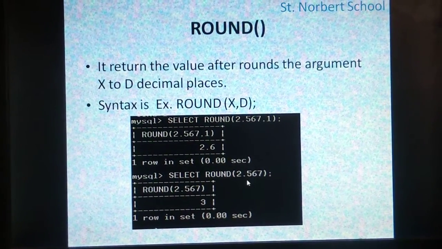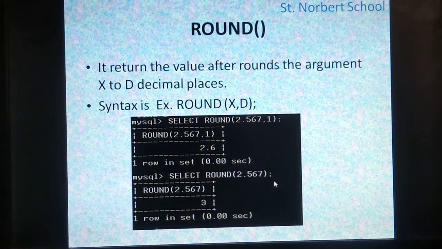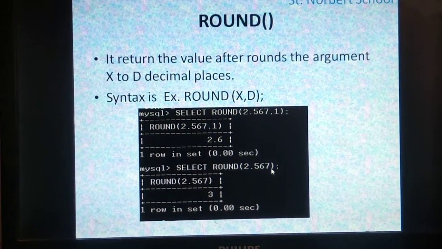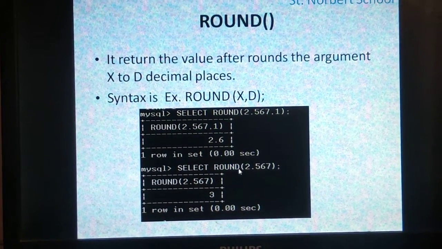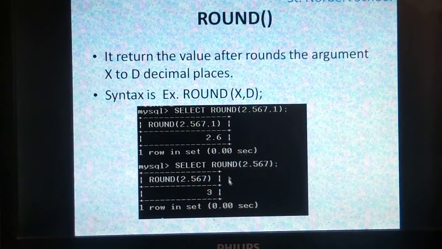The next is SELECT ROUND(2.567). No number of decimal places is given. So this number is rounded up. The rounded value is 3.